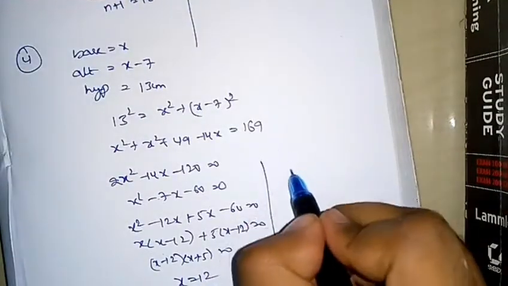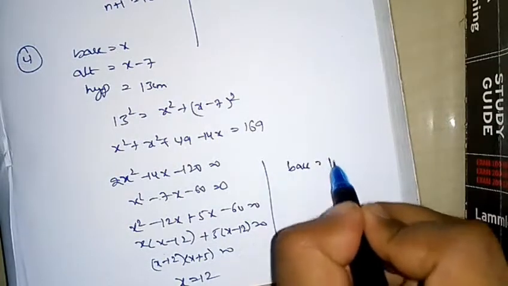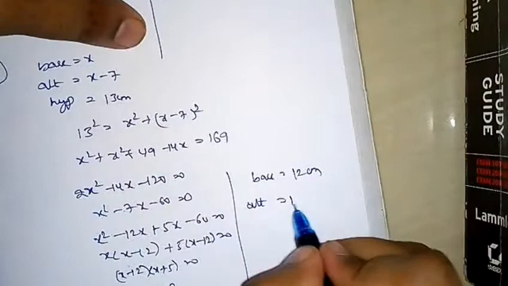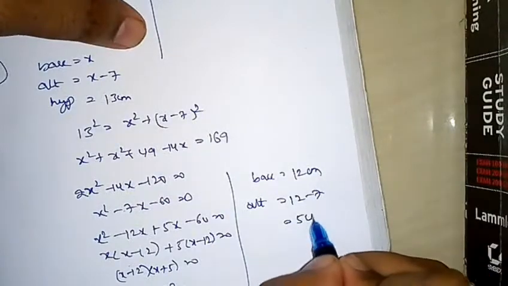X is equal to 12, base is equal to 12 centimeters, and altitude will be equal to 12 minus 7, equals 5 centimeters. That's all. Fifth question.